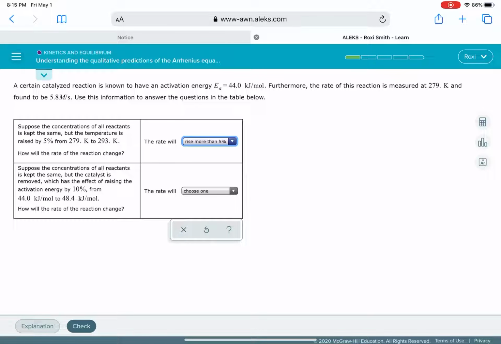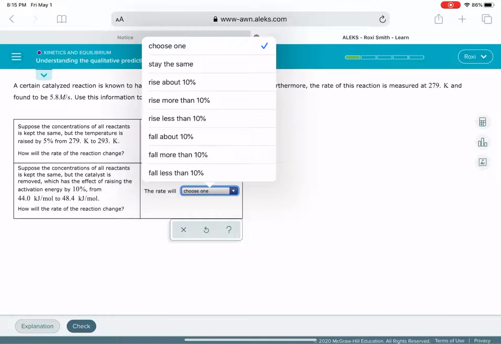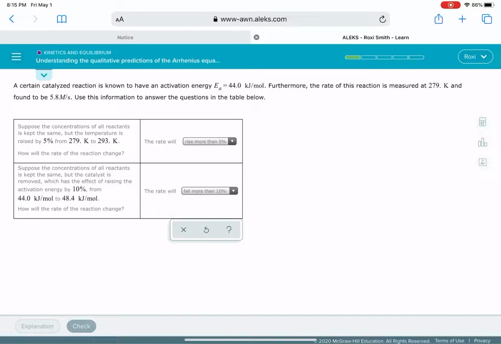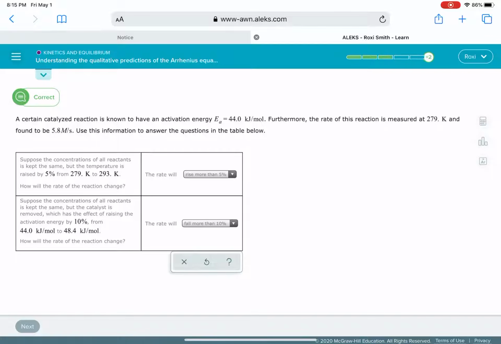So here's the last question. Raise the activation energy by 10%. Raising the activation energy is going to slow the reaction down. The rate will fall, and it will be more than 10%. So you got the hang of that.